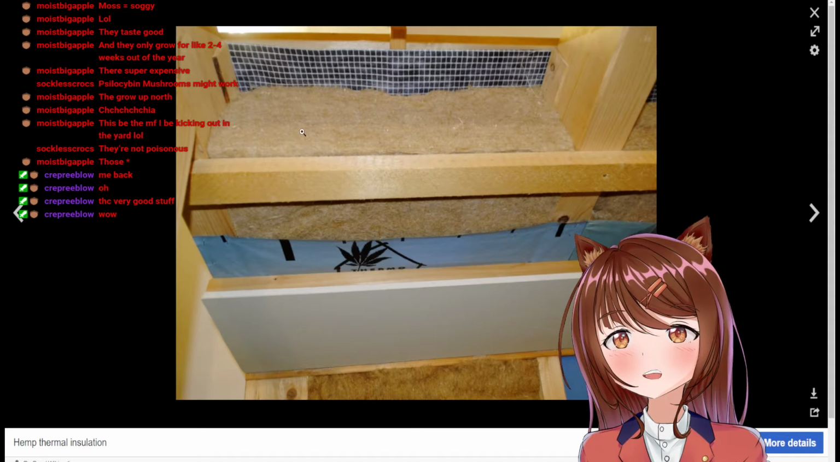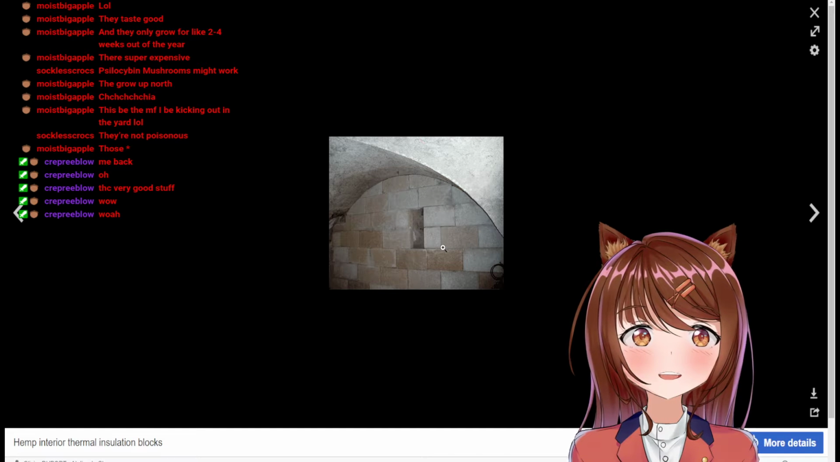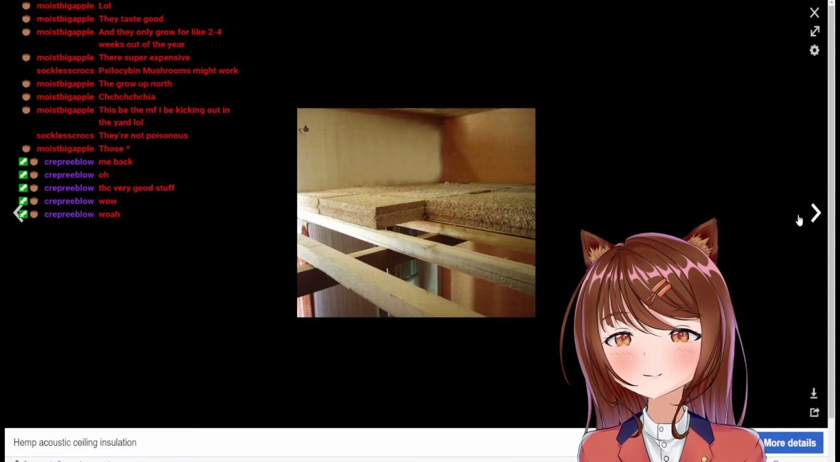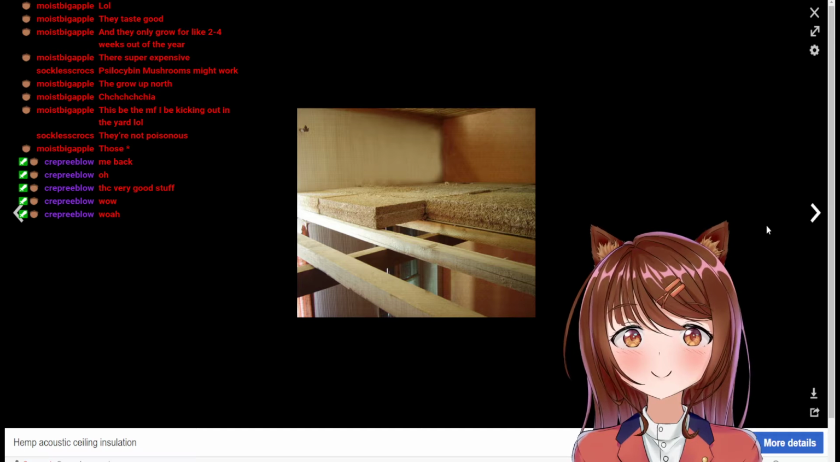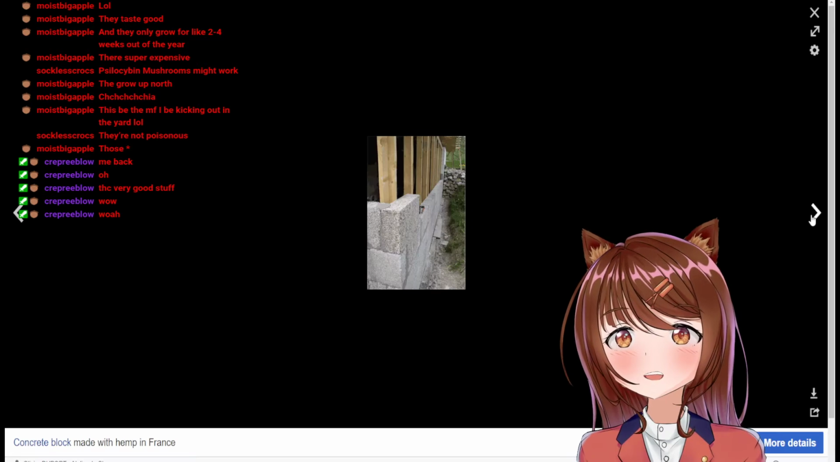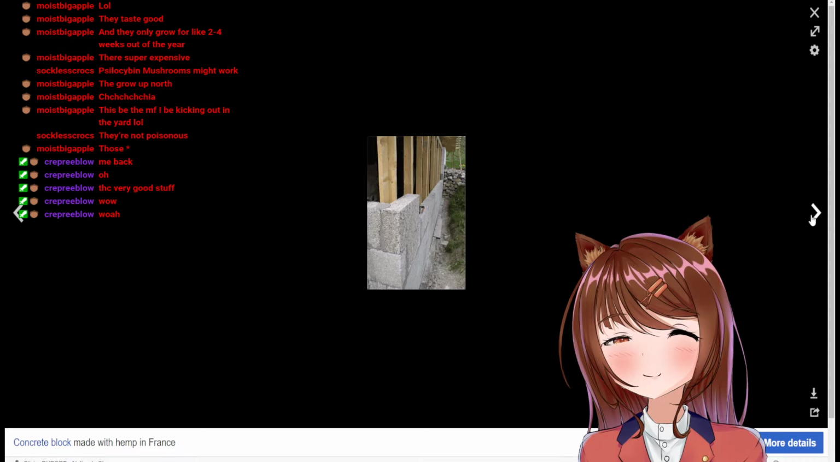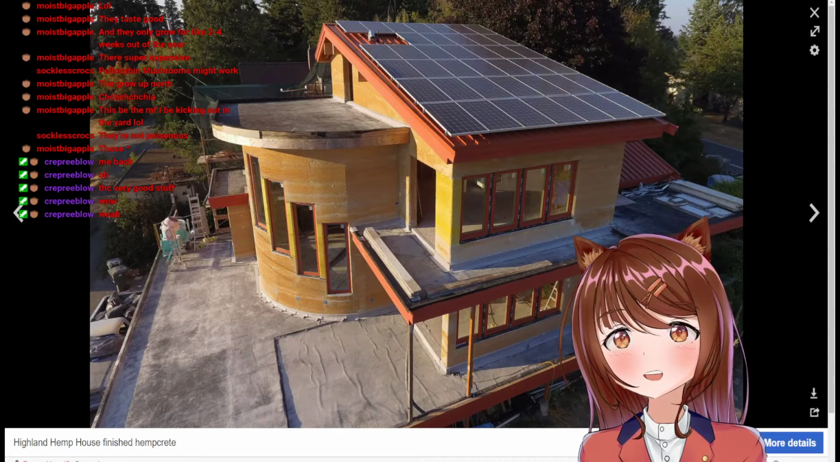Hemp thermal insulation. Wow. Hemp interior thermal insulation blocks. They compress this stuff into like concrete blocks. Acoustic ceiling insulation made from hemp. That's cool. I want some of that, so I don't have to hear these planes flying over my head anymore. Concrete block made with hemp in France. Highland Hemp House. Hempcrete? Okay.